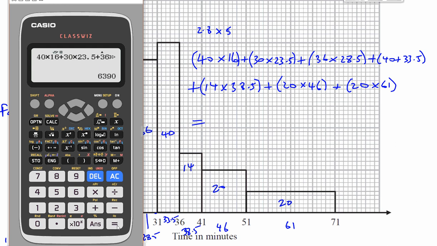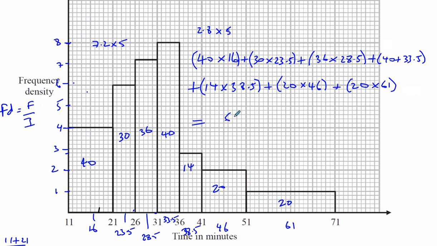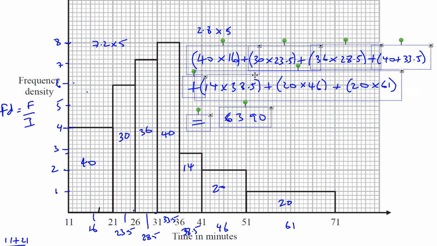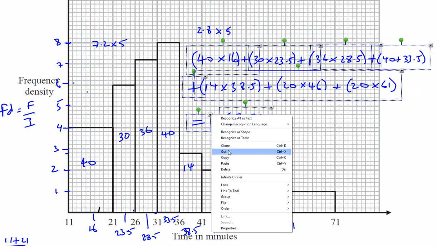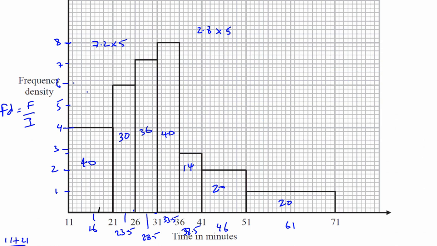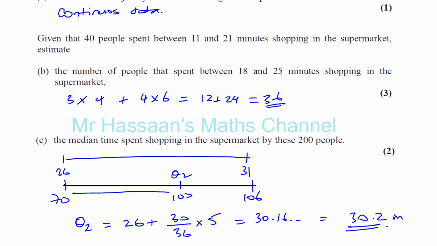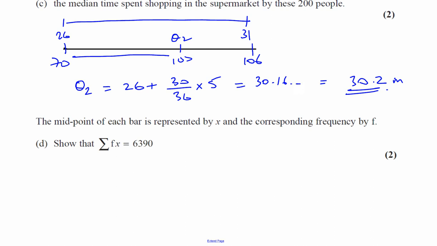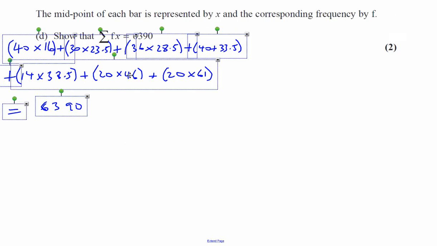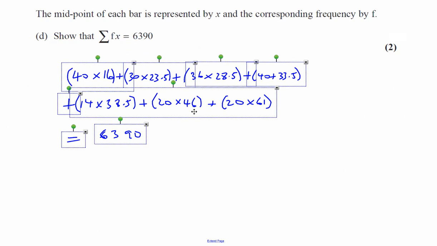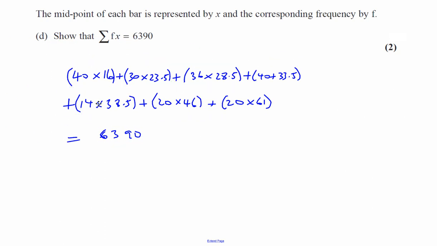So that's 6390. Now let's hope that's exactly what we're supposed to find. 6390. All this working should really be shown at the bottom there. This working should all be shown over here. And yes, it's exactly what it should be. So let's just paste it over here. So that's how you deal with part D.